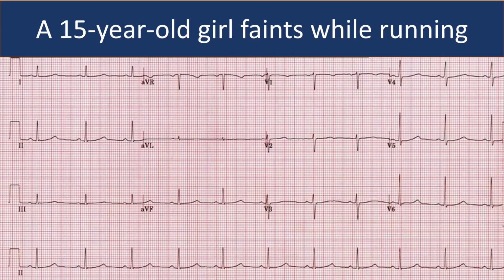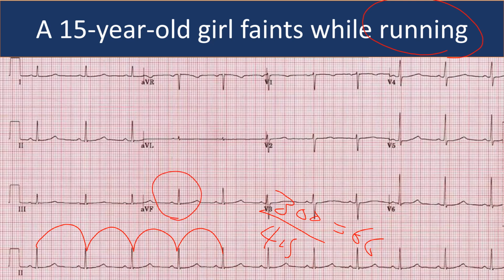A 15-year-old girl faints while running. This is abnormal. You decided to order an EKG, and the EKG here shows regular rhythm. And the heart rate here, 300 divided by 4.5 large squares between the R's equals 66 beats per minute. Then you look at the axis: positive in aVF, QRS positive in lead 1, this is normal axis. Then you decide to measure the QT interval from the beginning of the Q till the end of the T. It looks roughly more than half the distance between the R's. So this is a long QT.